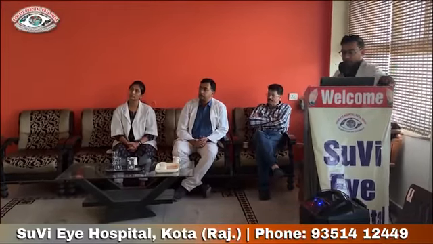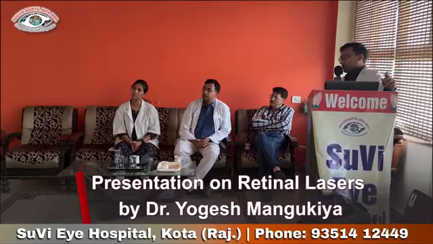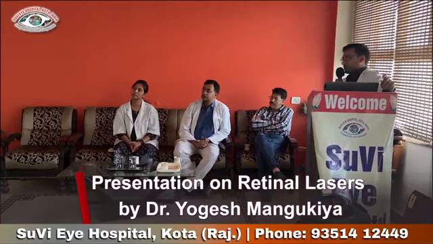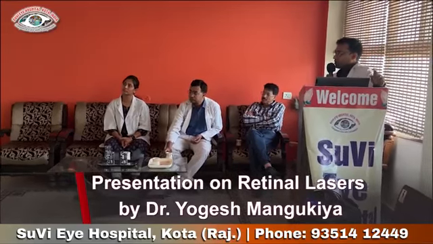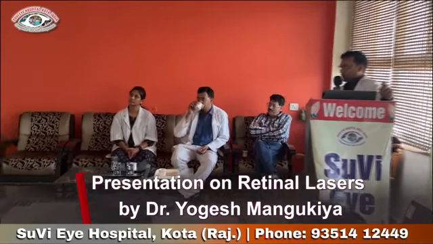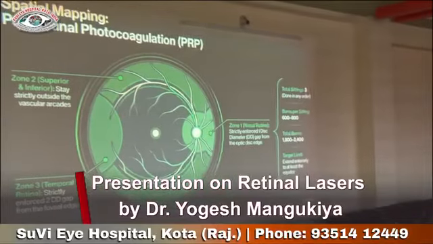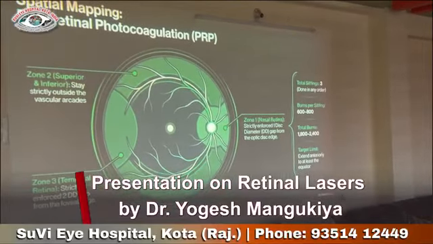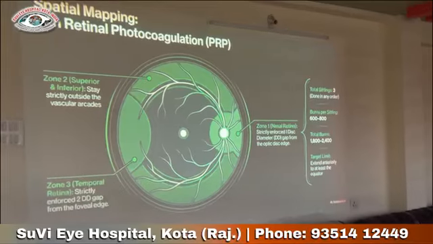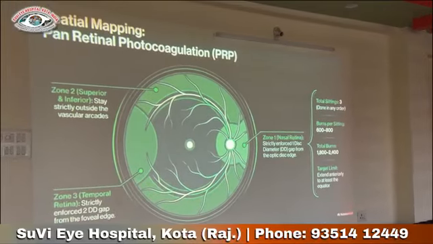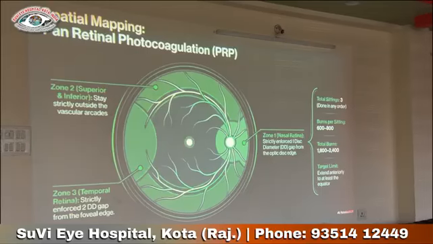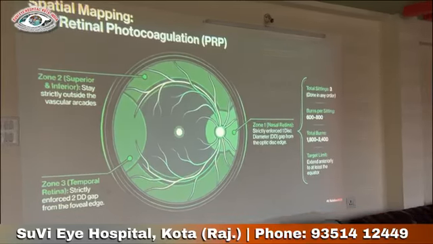Usually we do 3 settings or 2 settings. If we are doing 3 settings, usually we do 600 to 800 microns per spot per setting, and totally we do 800 to 2400 burns. The main thing is around the arcades, up to the equator. You can do the periphery. You should aim for a medical effect.